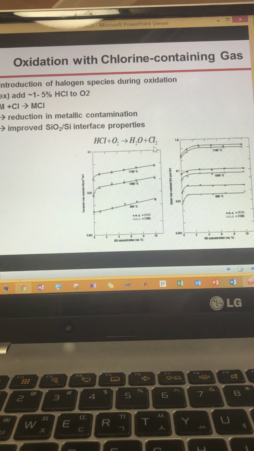This is divided into two parts, linear and parabolic. Even if you put a lot of HCl in both of them, there is no metal on the surface.